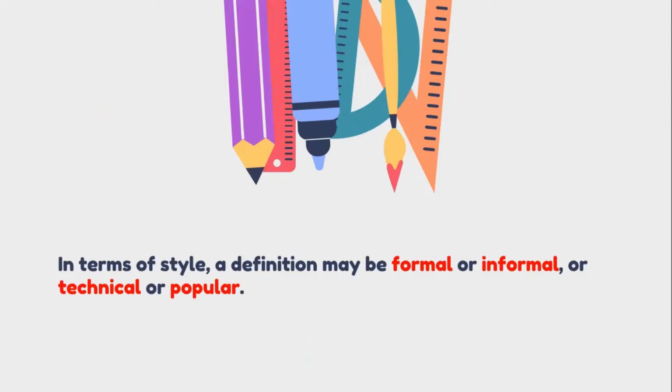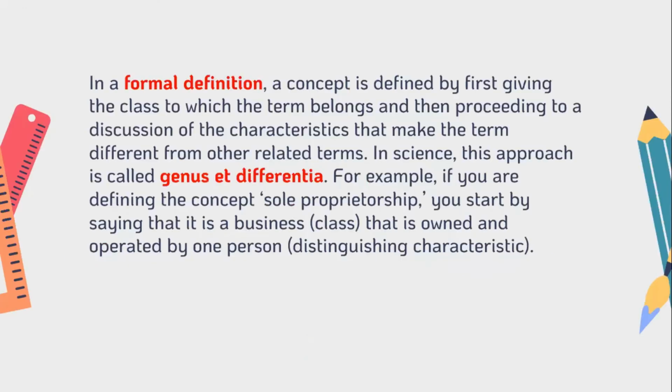So in terms of style, a definition may be formal or informal, or technical or popular. This means that there are different types of extended definition depending on your style that suits your target readers. In a formal definition, a concept is defined by first giving the class to which the term belongs and then proceeding to a discussion of the characteristics that make the term different from other related terms.